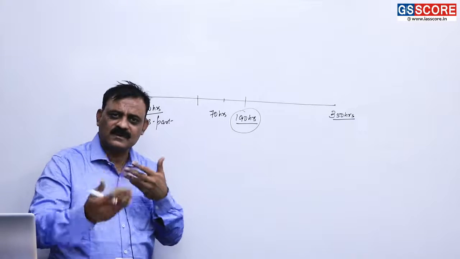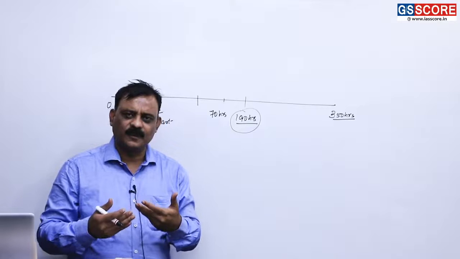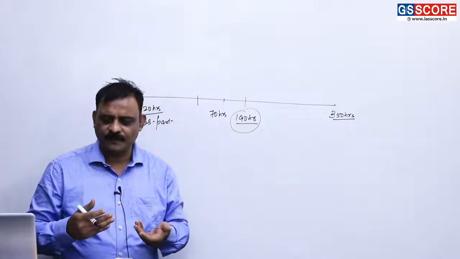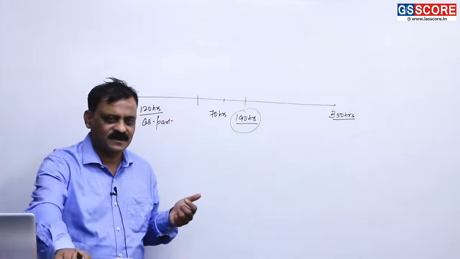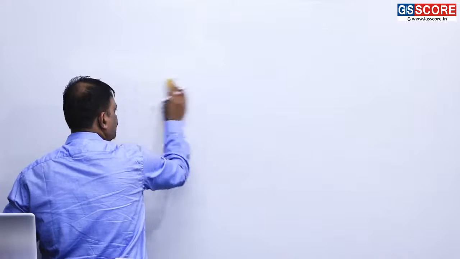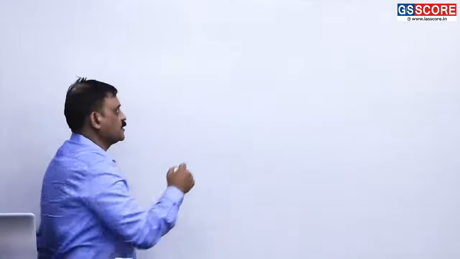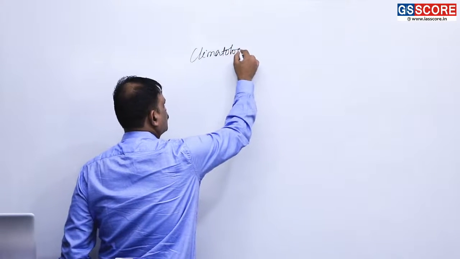Today we are going to start a new discussion on another topic of your paper 1, and that is your climatology. So you will see how much part of your climatology is connected with the GS. Okay, so let me explain the climatology. Yesterday we discussed the syllabus of geomorphology, and let's begin with the syllabus of climatology.